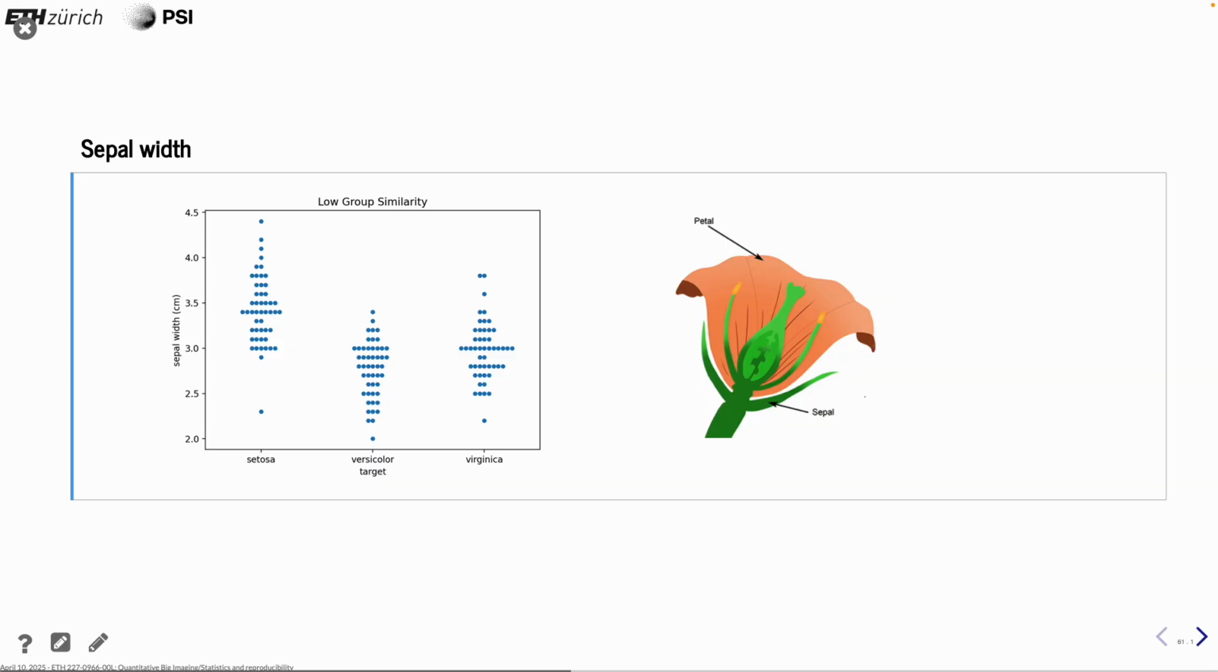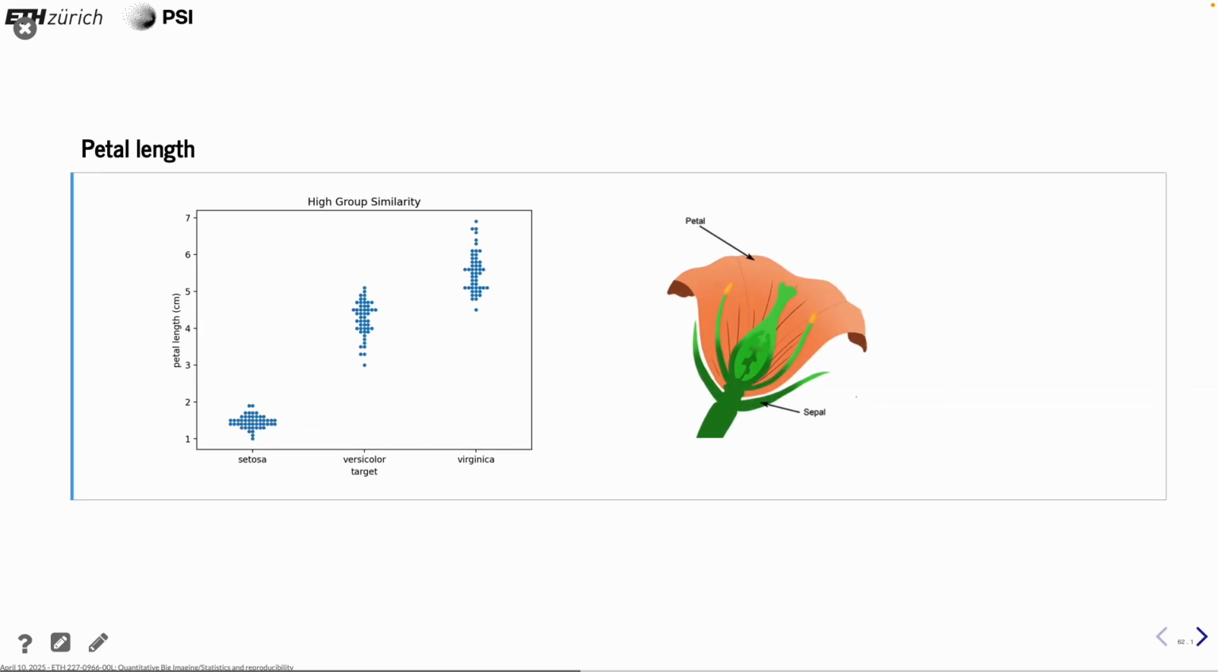Now let's look at the sepal width. That has quite a low group similarity. You can see that these distributions are very much overlapping, and that also makes it harder for us to make a conclusion from it. The petals are much wider, so the length of the petals is well separated, so it's easier to work with.